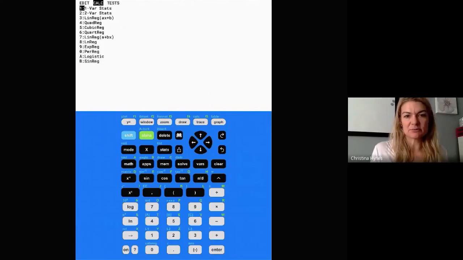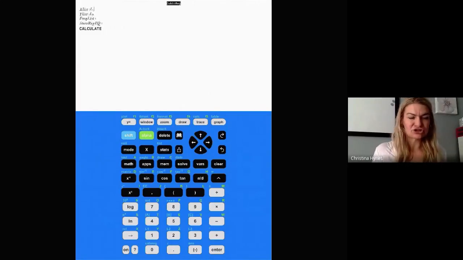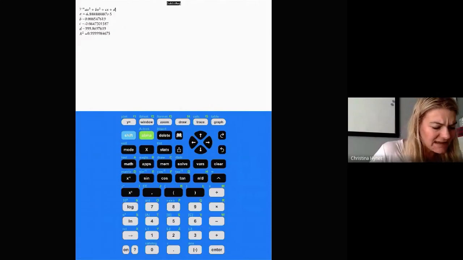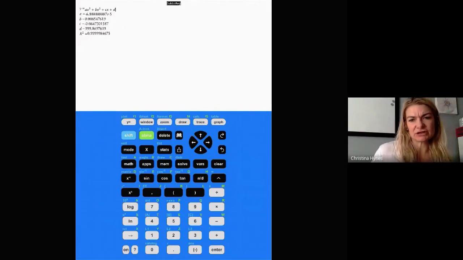So for you guys, number 6. It should say cubic regression at the very top. And then you can keep pressing enter until it calculates it for you. And it should look like something like this. Mine gives me the equation of negative 6.888 e to the negative 5, which means it's scientific notation. So this is what I would write in my answers for question A.